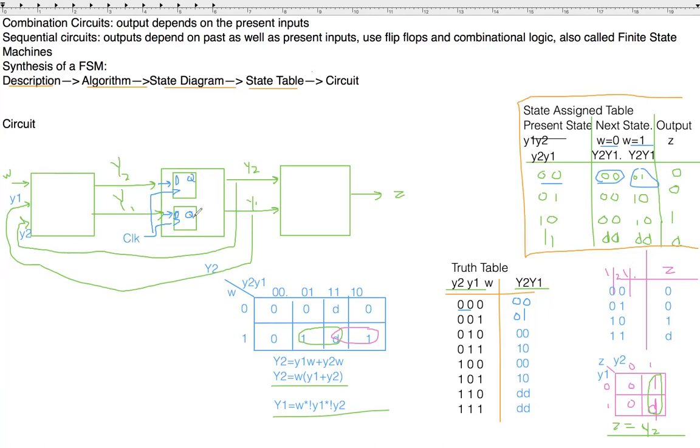And now this is where I'm going to be using my equations. So we're going to see that Z is equal to Y2, so literally just connect it right there. And then this equation is checked off. Let's go to capital Y2 here. So it's going to be W, and so we're going to have W here. And it's going to be that ANDed with Y1 and Y2 ORed together. So I'm going to OR these two together, and then that's going to AND with this.